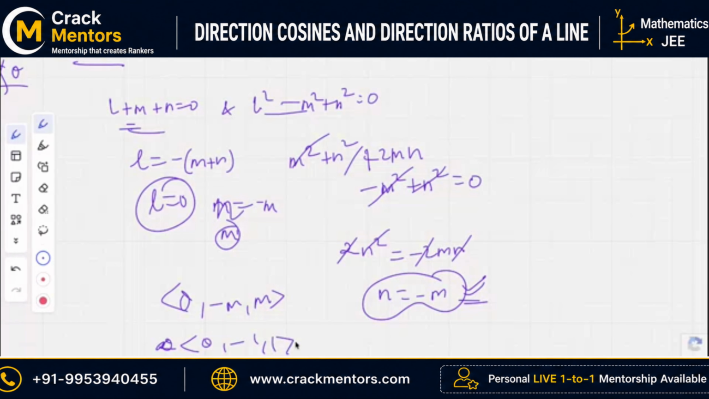What about the other line? Yeah, like I said, one is 0... wait, you took 0, minus 1, 1. Okay, wait. I think because I was getting 0, 1, minus 1 and then minus 1, 0, 1.